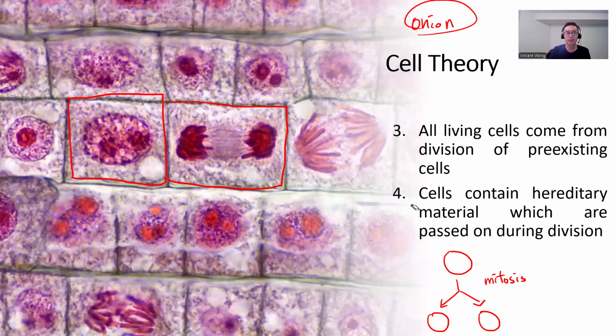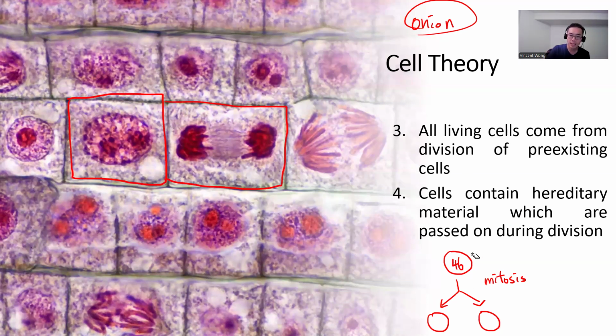Next part of the cell theory states that cells contain hereditary material which is passed on during division. Does anybody remember how many chromosomes you have in your cell? Anyone? 23 sets. 23 pairs, right? Yeah, 46. So 46 chromosomes.